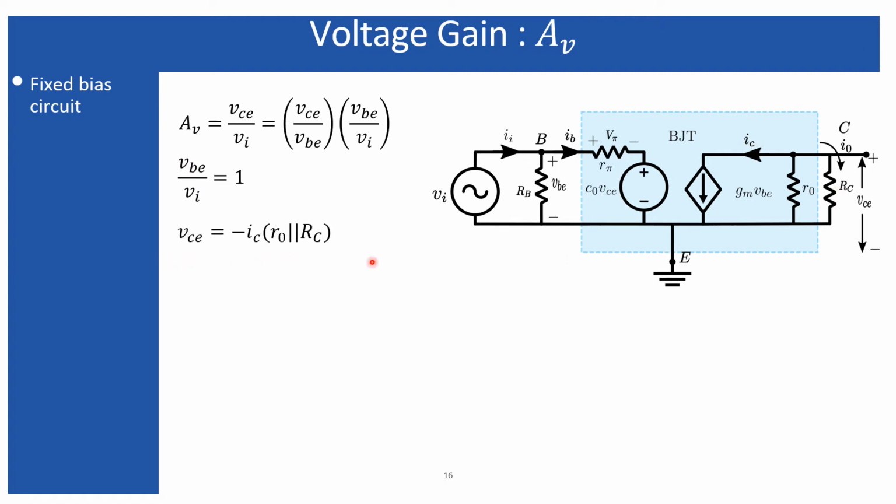VCE can be represented by this expression, which is equal to minus IC, the collector current, times the parallel combination of R naught and RC. The derivation of this VCE is here. It's very simple because VCE is equal to I naught times RC, the voltage across the RC. And what is I naught? I naught is the part of the IC. And look at here, the IC and I naught are directed in opposite directions.